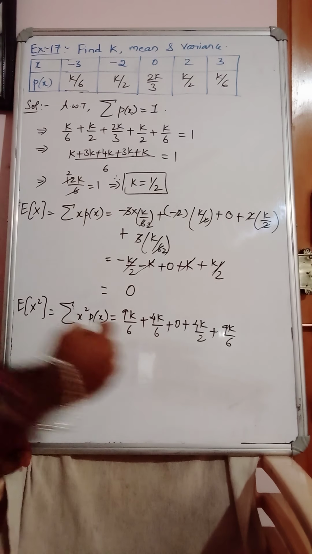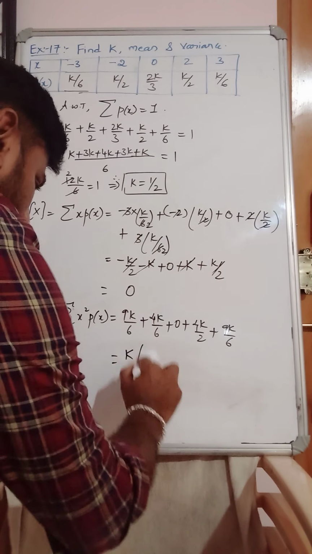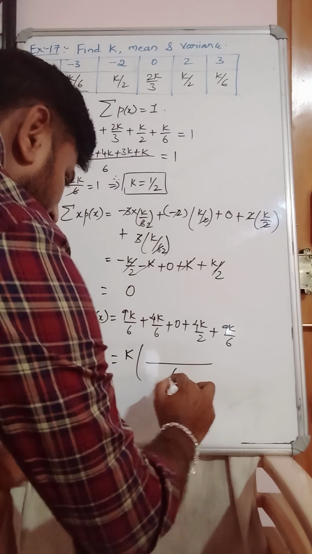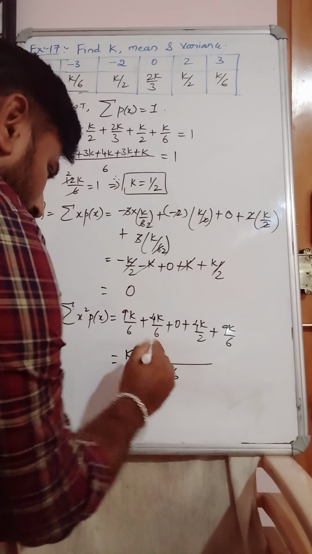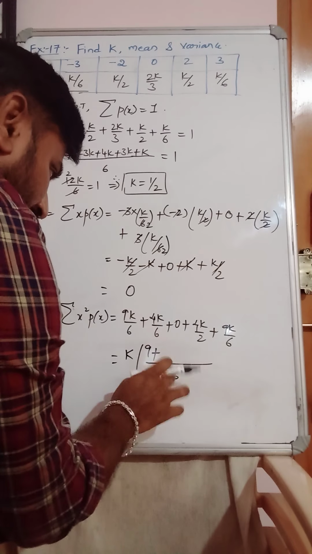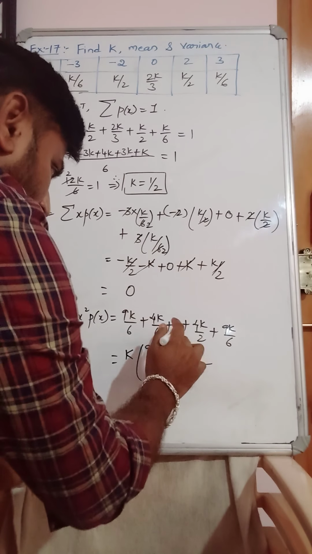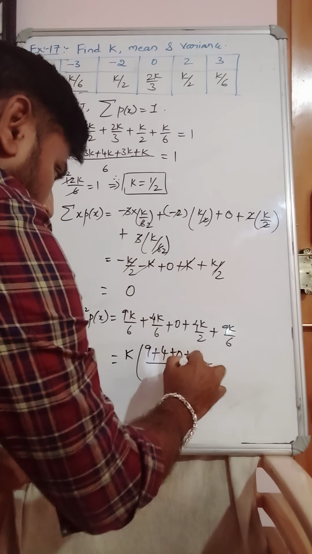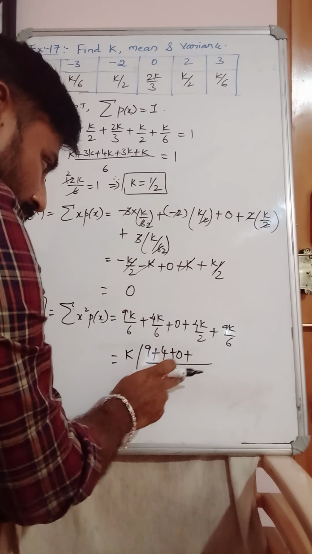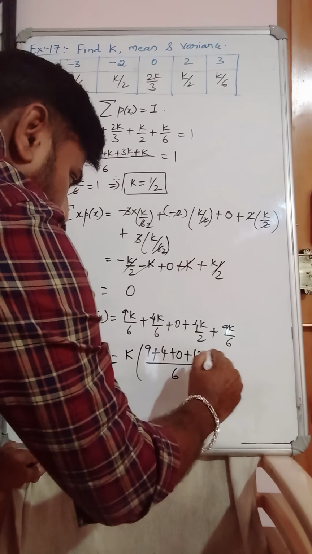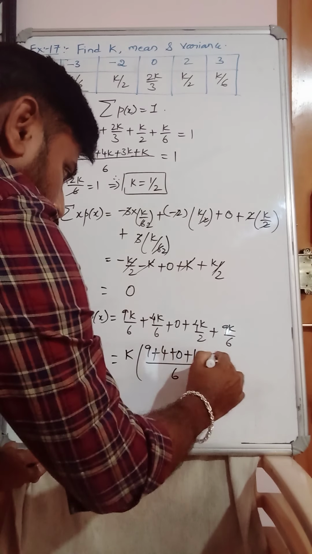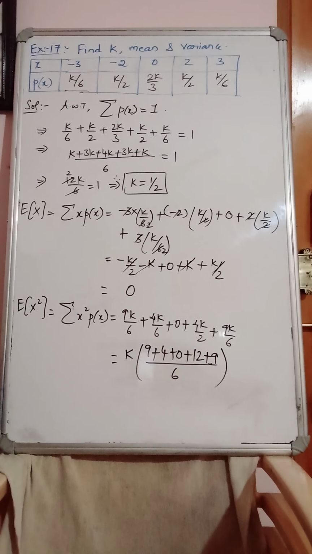LCM will become 6. Let us consider k is a common term here. LCM is 6. 6 one time, therefore 9 here, plus 6 one time, 4 here, plus 0, plus 2 how many times? 3 times. 3 fours are 12, plus 6 one time, 9. So 9 plus 4 plus 12 plus 9.